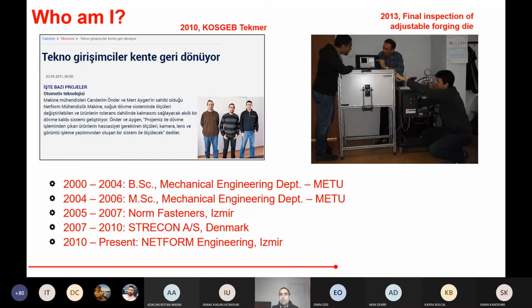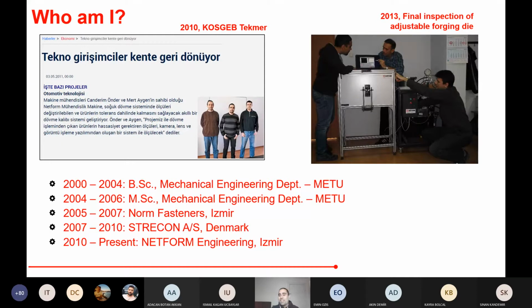And in 2010, we decided to try something new and started our own engineering company. As you can see here from the news, it was very well received by KOSGEB because, you know, we are complaining about this brain drain, and for KOSGEB it was a very good opportunity to bring some brains back to Turkey. So they accepted our R&D project, and then we got funding for our startup. And then in 2010, we started our small company.